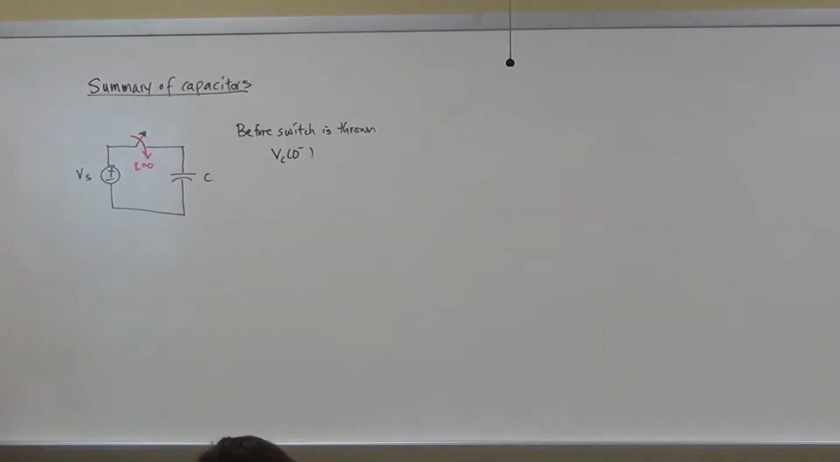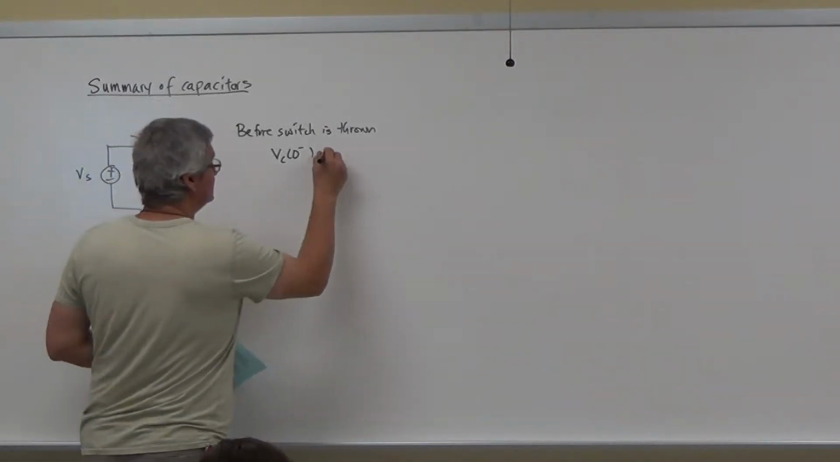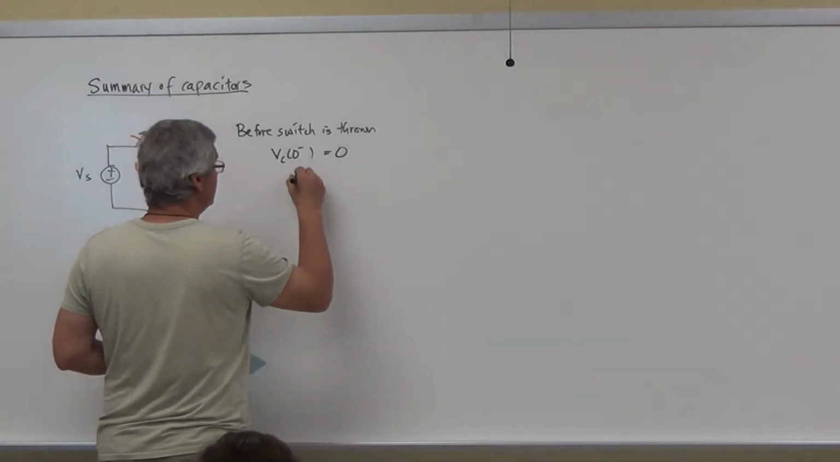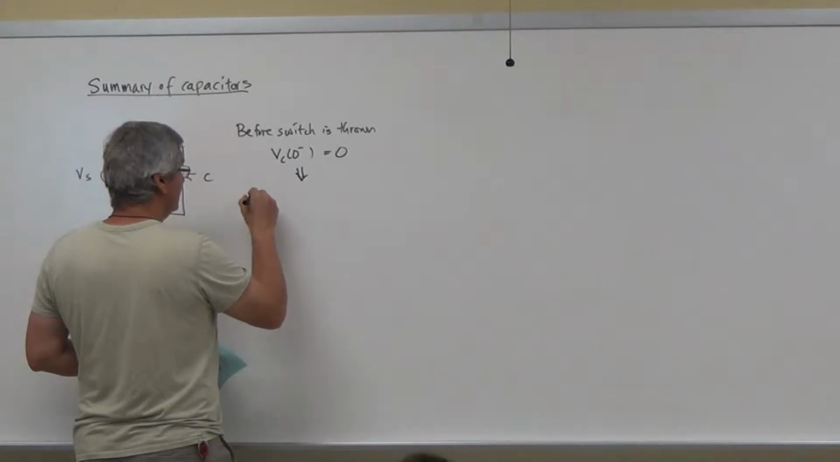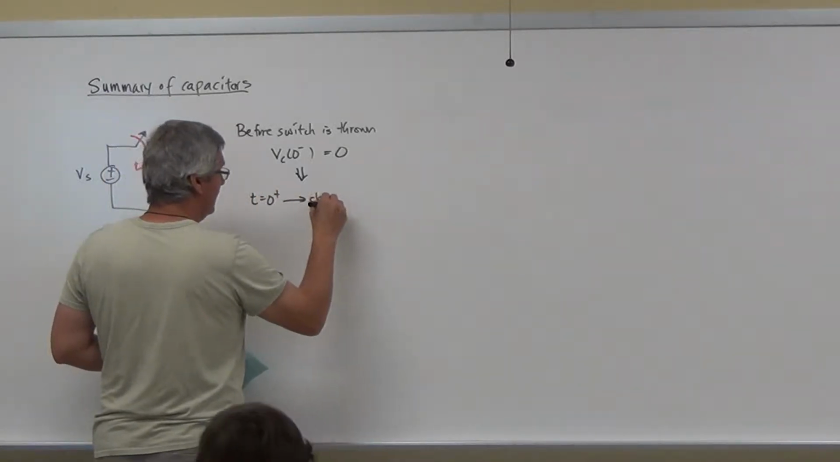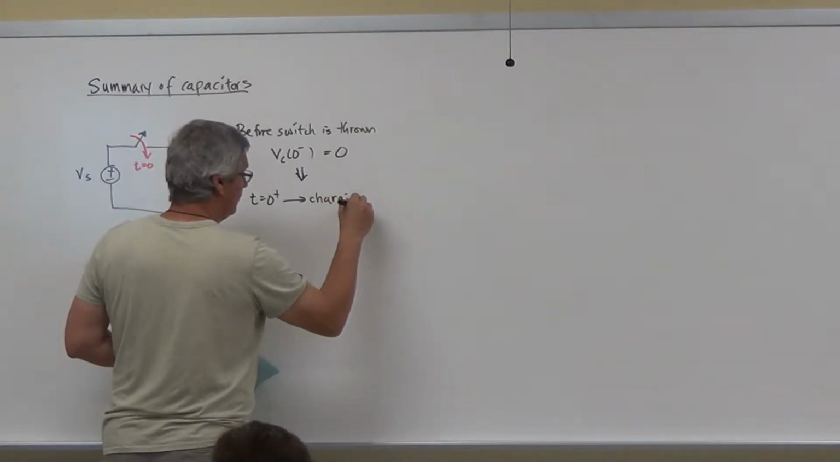the minus sign says: what was the voltage of the capacitor just before I threw the switch? We're going to say it's 0. So that means that I have an uncharged capacitor. What this tells me is that at t equals 0 plus, now we have a charging process.